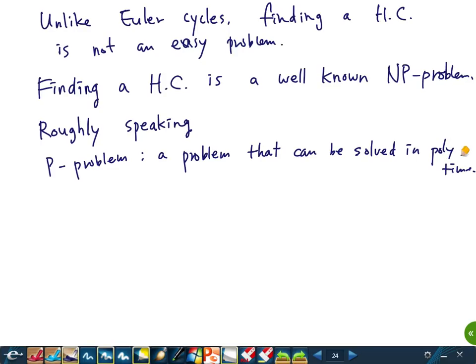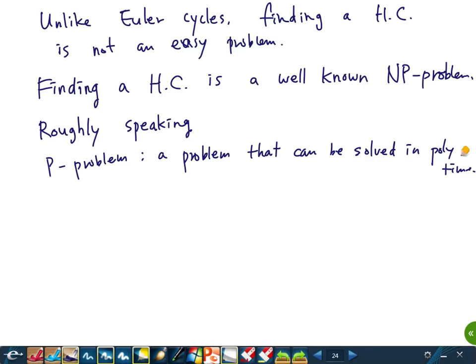Polynomial time means, of course, the problem depends on the size of the input. For instance, you have a graph with n vertices. Of course, if n is big, it will take more time. If there are like 5 vertices, then it's simple. But if there are like 1 million vertices, then even checking whether there is an Euler cycle or not will take more time, because you have to check 1 million vertices.